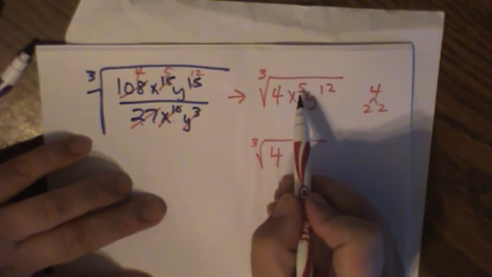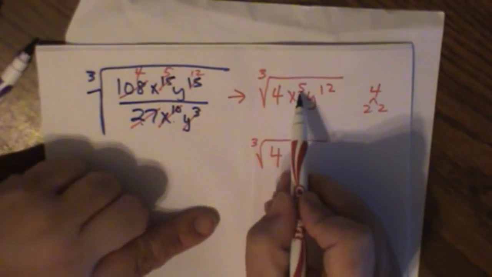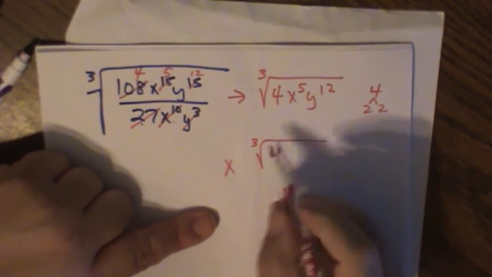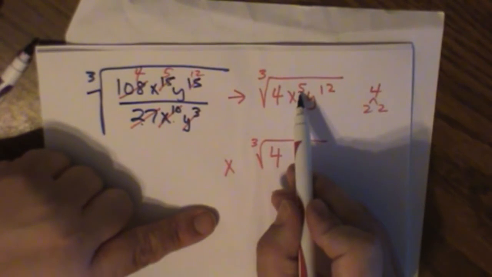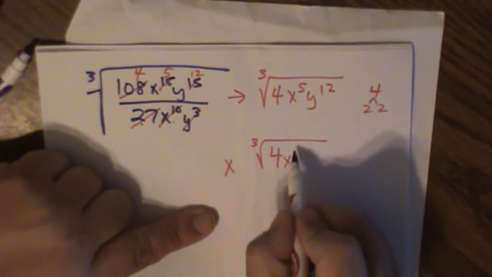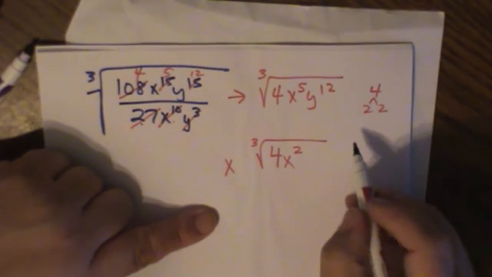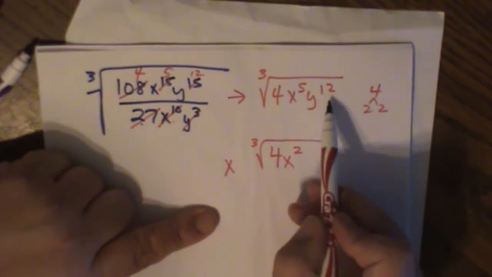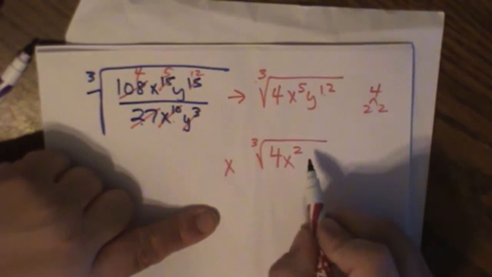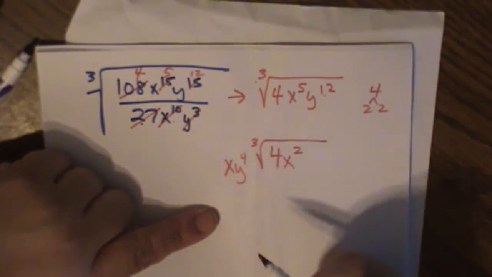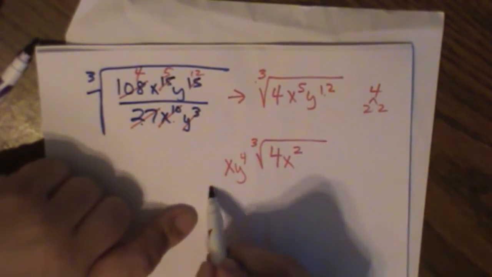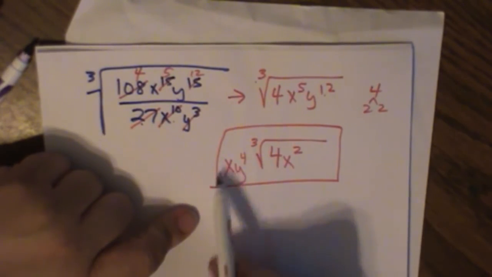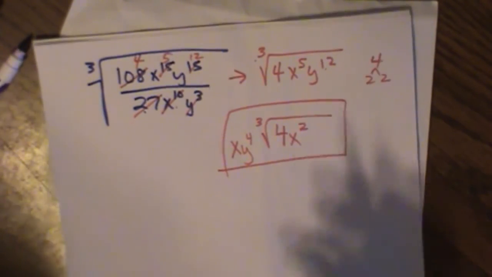Now, looking at our exponents, if you divide by 3, you get 1. And then subtracting 3 from 5, you get 2. So it has x to the second. And then if you divide 12 by 3, you get y to the 4th. And that would be our answer, because we can't pull anything else out and there's nothing to cancel.